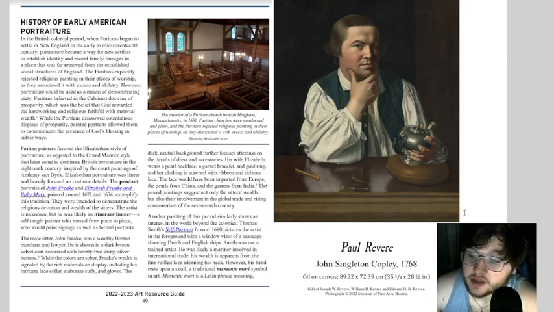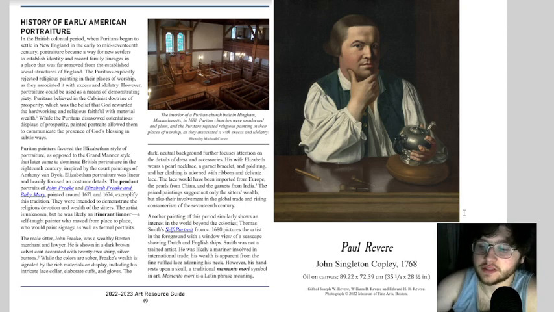Thomas Smith's self-portrait from around 1680 pictures the artist in the foreground with a window in view of a seascape showing Dutch and English ships. Smith was not a trained artist. He was likely a mariner involved in international trade. His wealth is apparent from the fine ruffled lace adorning his neck.